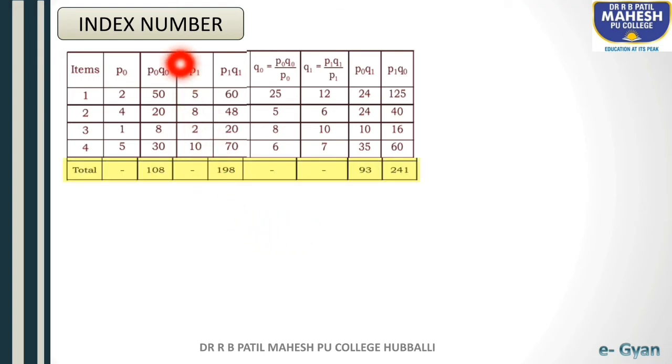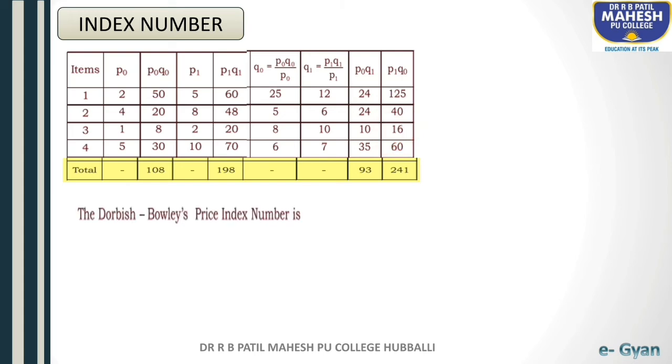So already, summation P0 Q0 total is 108. Summation P1 Q1 total is 198. Then summation P0 Q1 total is 93. Then summation P1 Q0 total is 241.